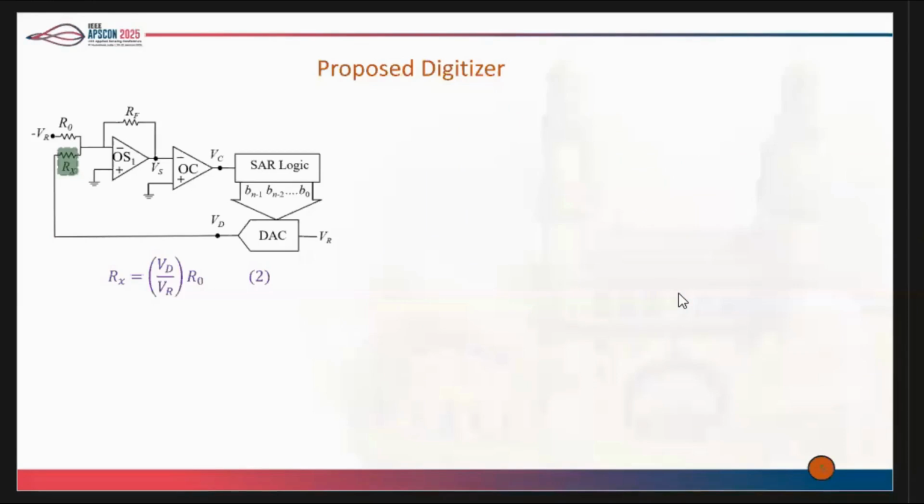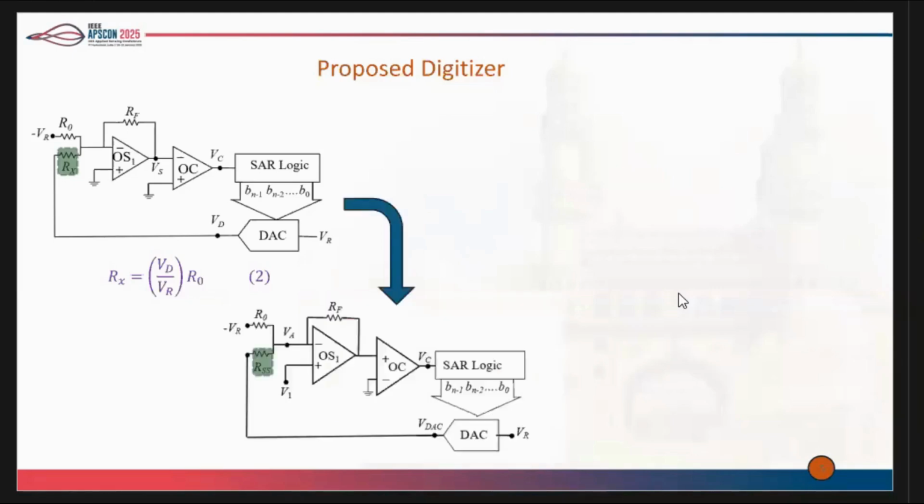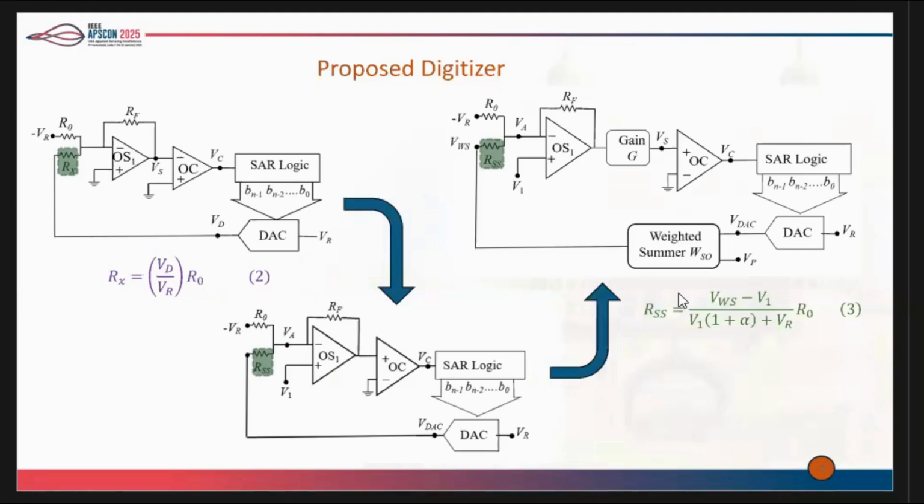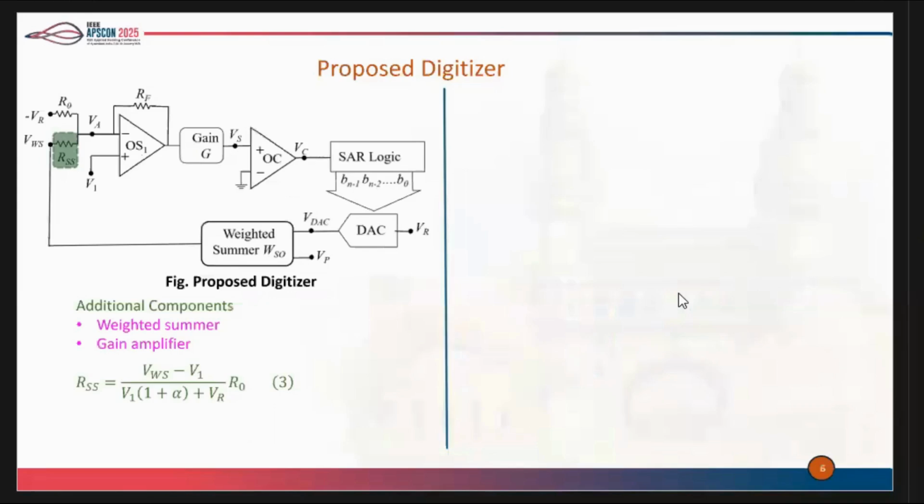So this is how we designed the proposed digitizer. This is a general sensor available in the literature. We have added, where RSS here is the unknown resistance. Here we have given an input voltage bias at the non-inverting terminal of an op amp, and we have added some weighted summer and a gain amplifier. The working of this circuit I will explain in further slides. So we have used additional components of a weighted summer and a gain amplifier.